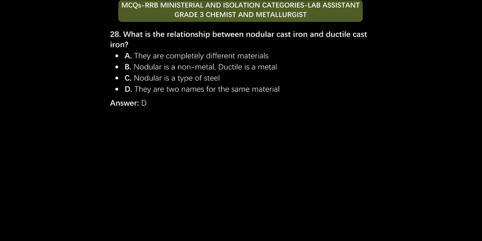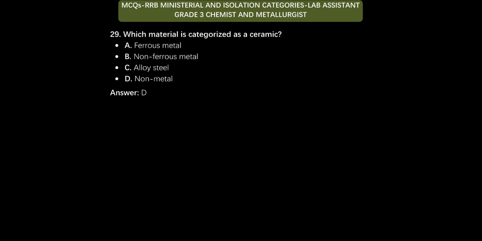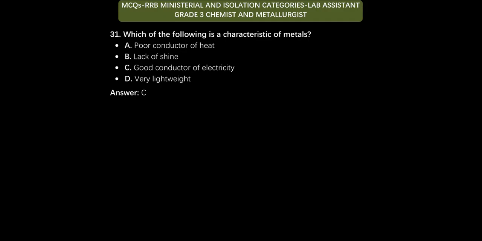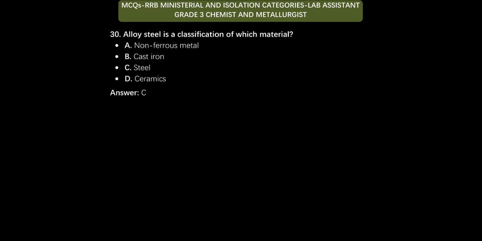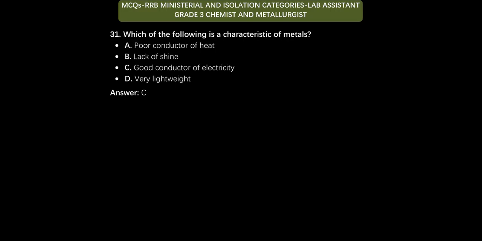What is the relationship between nodular cast iron and ductile cast iron? Option D, they are two names for the same material. Which material is categorized as a ceramic? Option D, non-metal. Alloy steel is a classification of which material? Option C, steel.